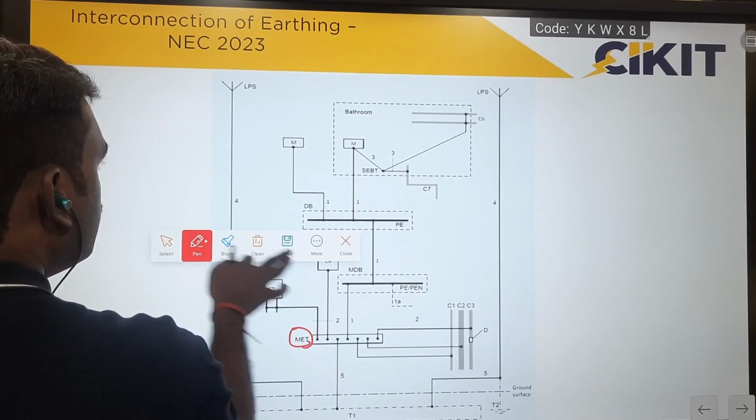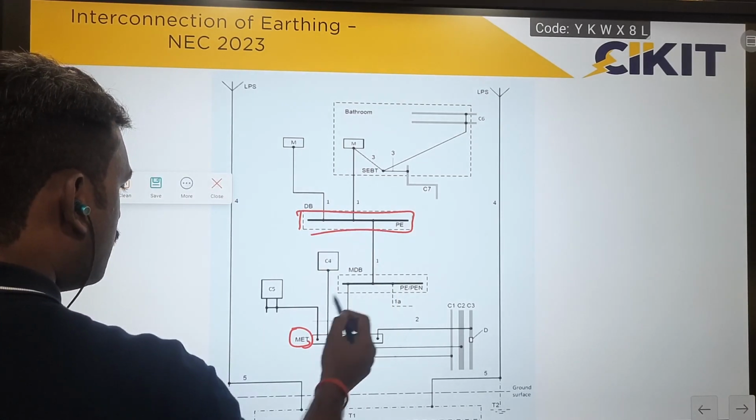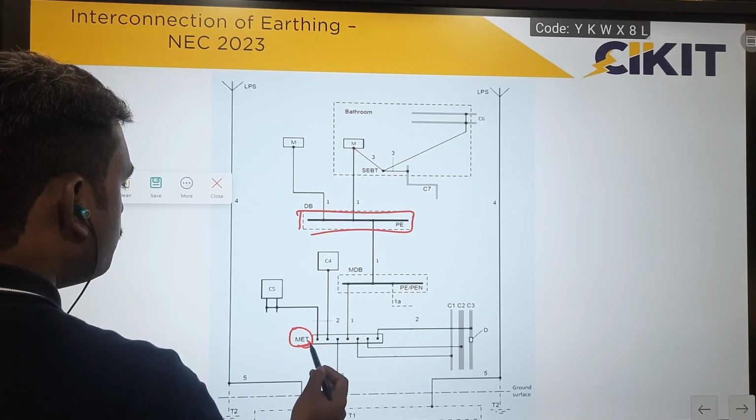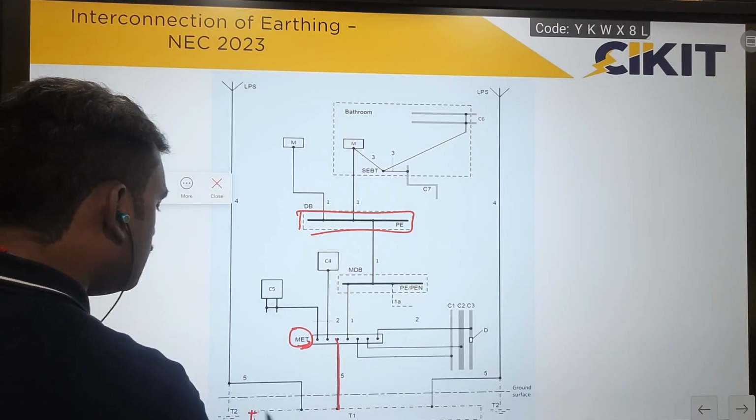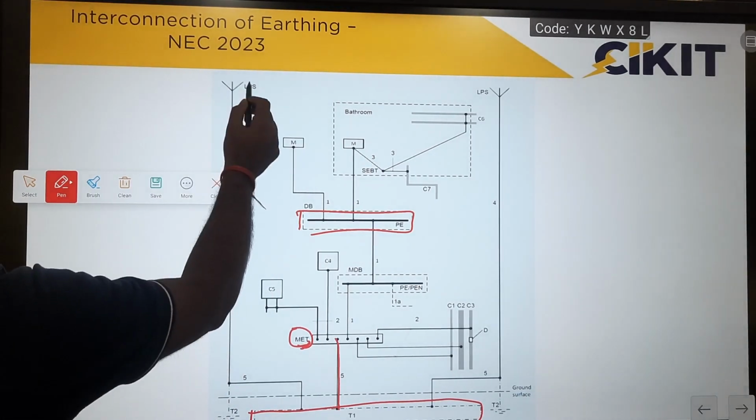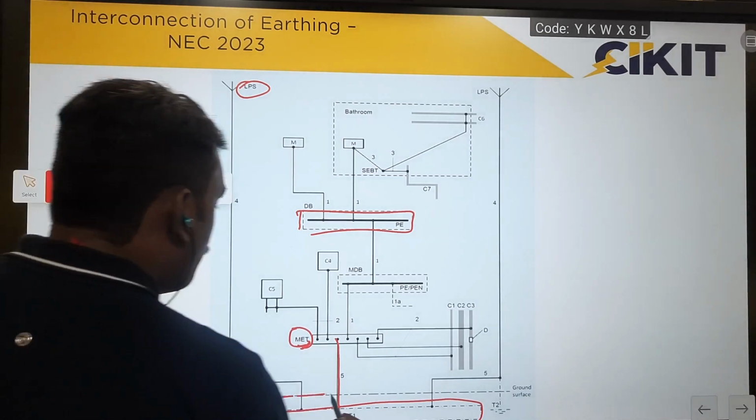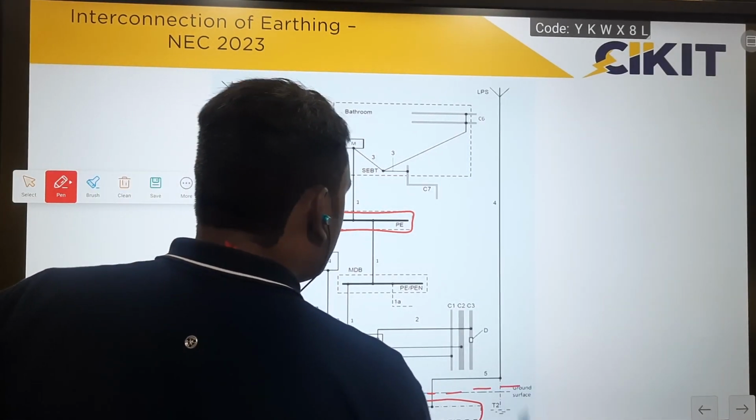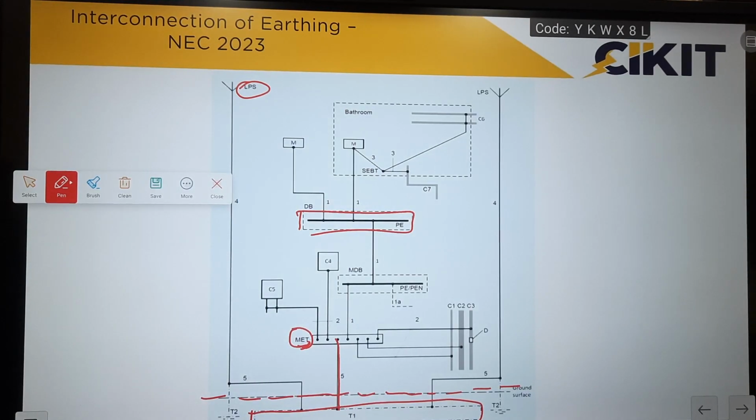So all the equipment bodies, everything is connected to this point, and for this the VAE is connected to the MET, that is the main earth termination, and this main earth termination is connected with this earthing system which contains the earthing for LPS as well. So they have done this interconnection below the ground level. So it is always recommended to interconnect the earthing of other systems with the lighting protection system earthing below the ground level.